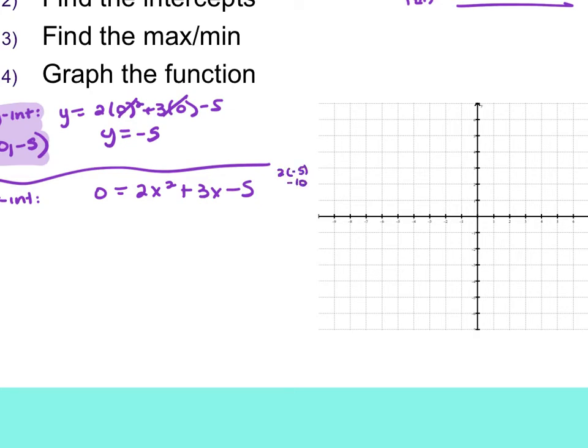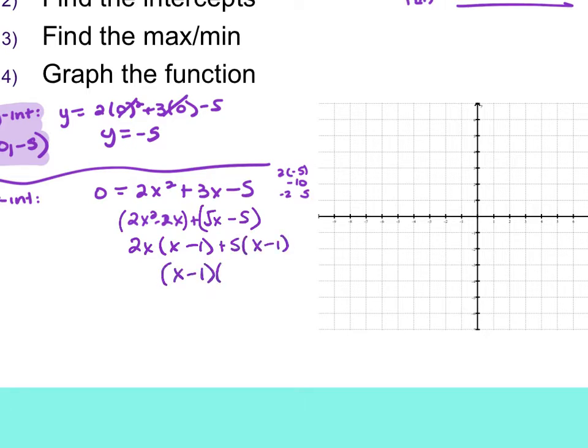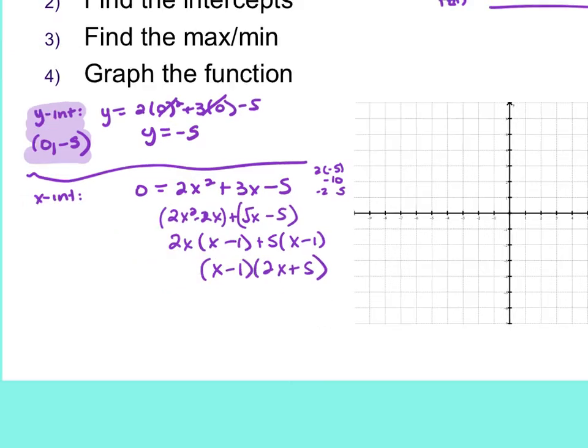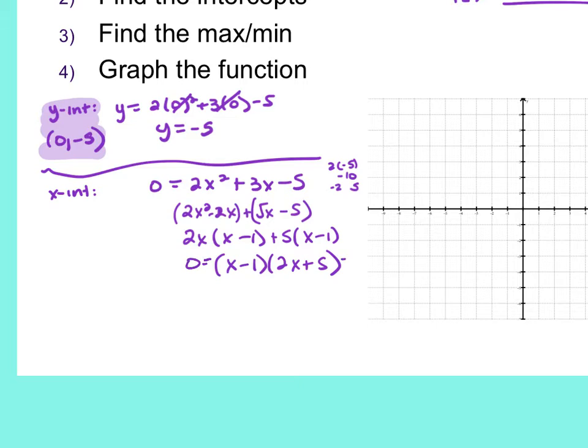negative 5, which is negative 10, that sum to my middle term. So negative 2 and positive 5. Replace my middle term with those two terms. And then factor by grouping, take out a 2x, x minus 1, take out a 5, x minus 1, and I get x minus 1, 2x plus 5, which is also what you can get from trial and error. Solve these, and I get x is 1, and 2x equals negative 5, and x equals negative 5 halves.